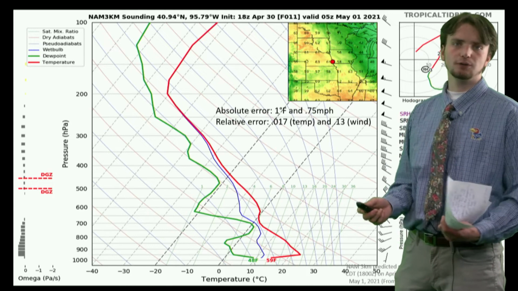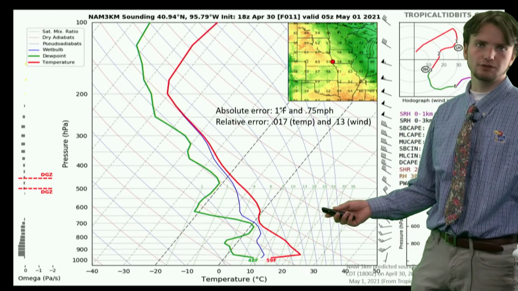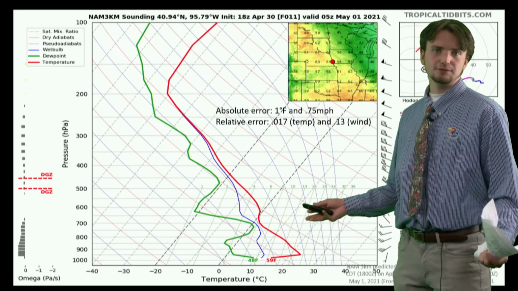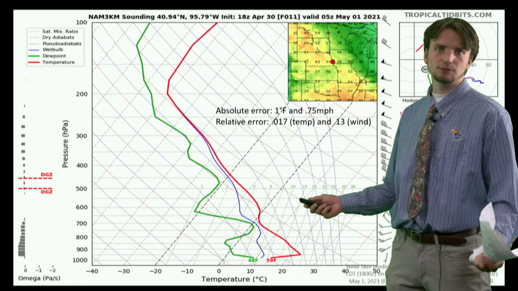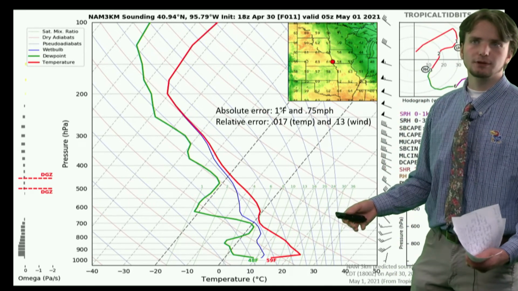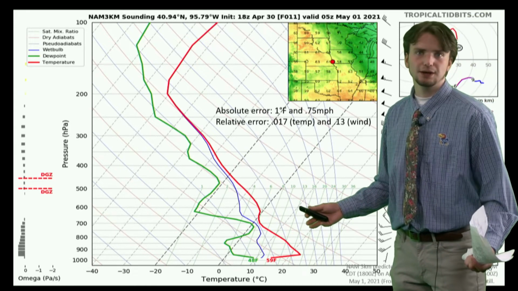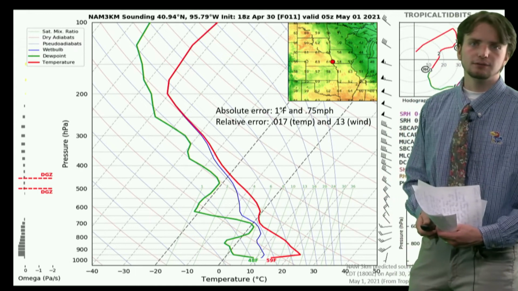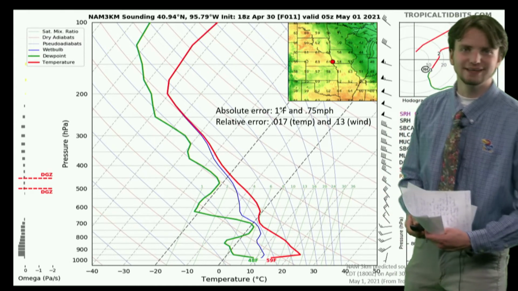So our absolute error is 1 degree Fahrenheit and 1/4 of a mile an hour. Relative error is 0.017 for the temperature and 0.13 for the wind. Pretty good. I just threw that in to tie it back to linear algebra a little bit, to sort of get us thinking about class.